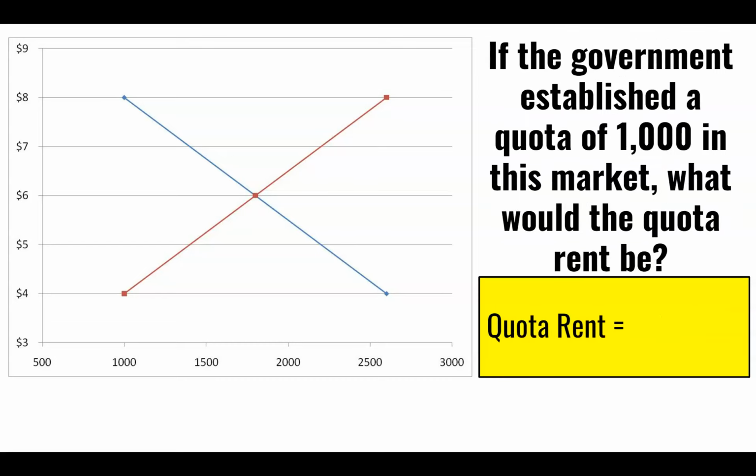If the government established a quota of 1,000 in this market, what would the quota rent be? Again, pause the video, see if you can calculate it, and then when you're confident of your answer, go ahead and press play. If there's a quota of 1,000, the demand price is 8, the supply price is 4, so the quota rent in this case would be $4 per unit of rent.